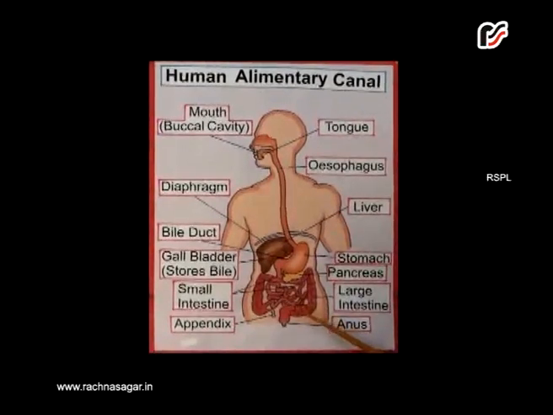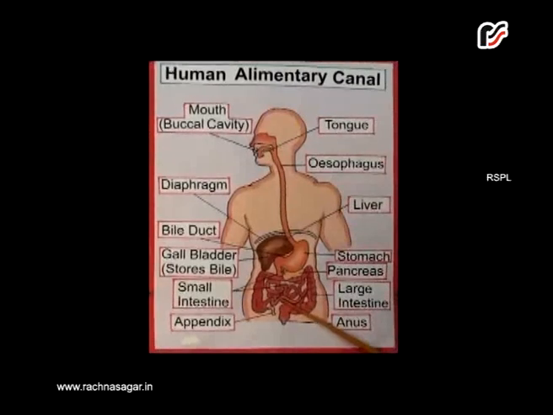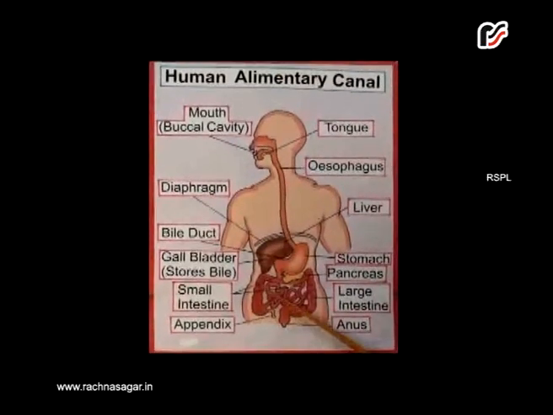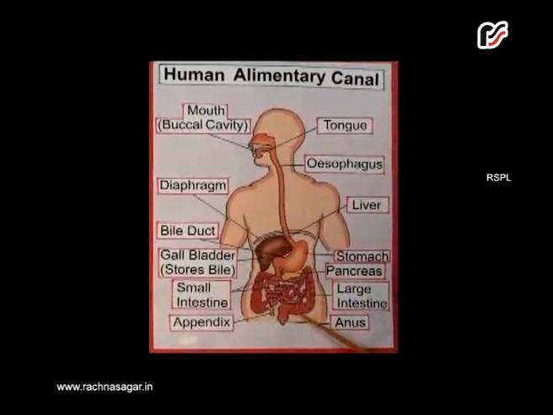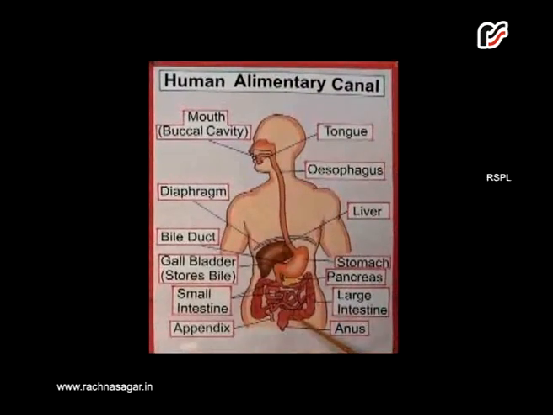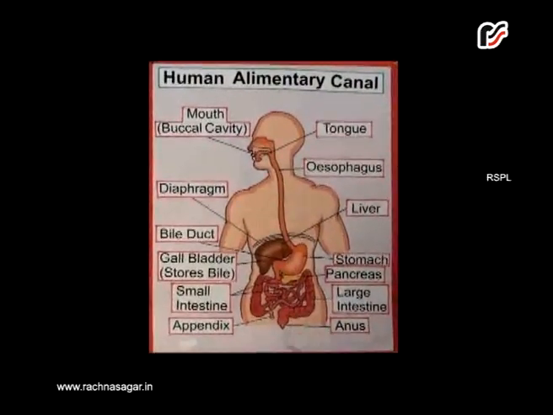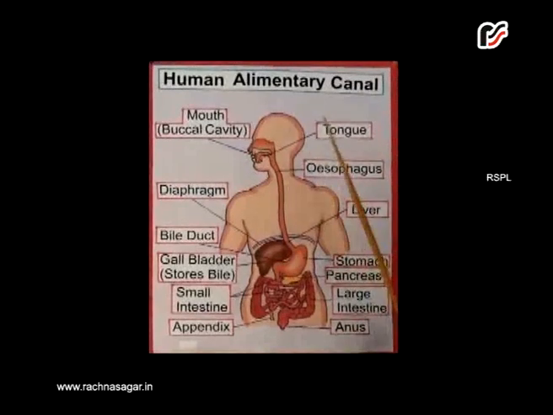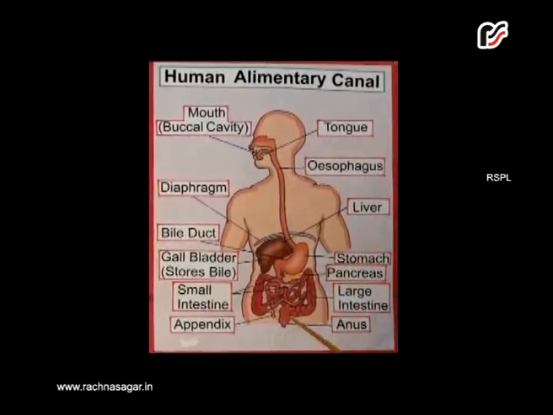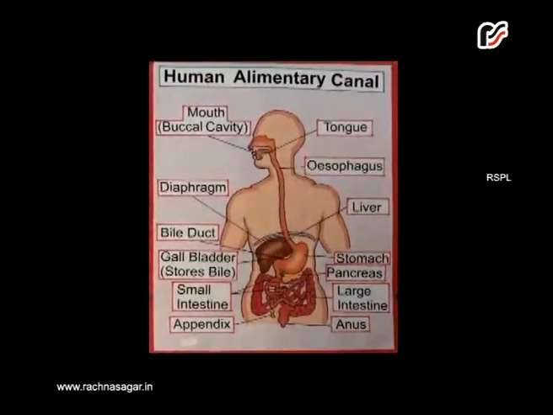Then the digested food is absorbed from the ileum part of the intestine. Then it goes into the large intestine, where the food is solidified, which is waste, and is expelled outside of the body. Now, related to this particular system, some questions are there.